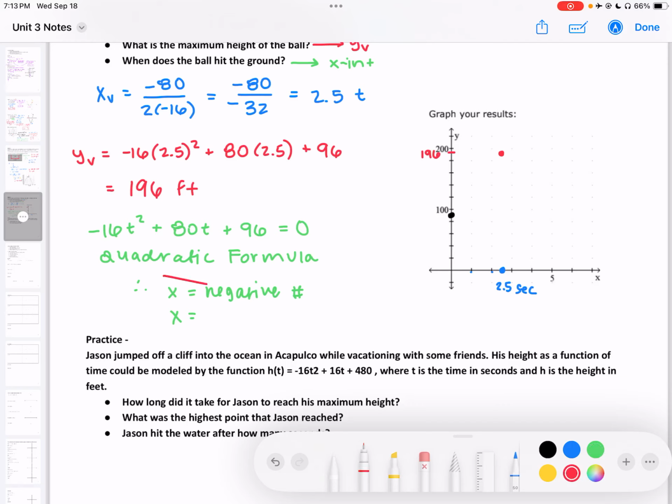It doesn't make sense to use a negative number as your answer because time isn't negative. So it's not going to be a valid answer to the problem. The correct answer is going to be 6. The negative number is -1, if you're curious. So 6 seconds is when it hits the ground. That allows us to draw this curve showing the motion of the ball.